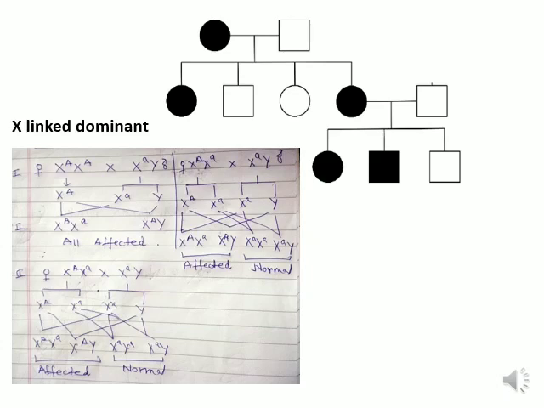But sometimes in your examination they will give you the name of the disease, and if you know whether the disease belongs to X-linked dominant, X-linked recessive, or autosomal dominant or recessive, you can easily find out whether it is X-linked dominant or autosomal dominant.